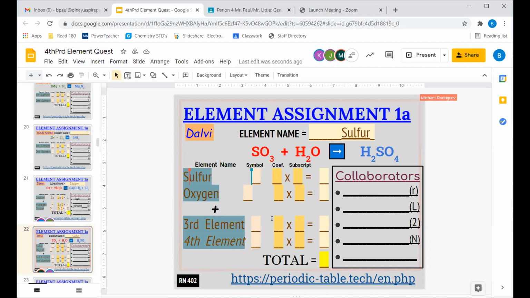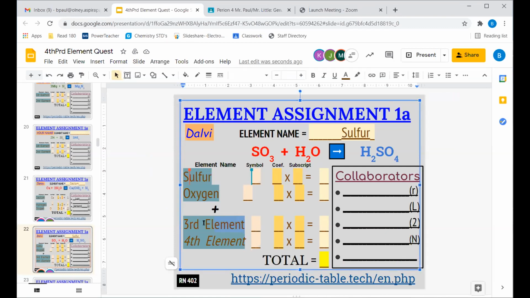Okay, Alice Smith, he's asking you the question. What is the third element? Hydrogen. Everybody agree? Yeah, hydrogen. Yes, we agree.